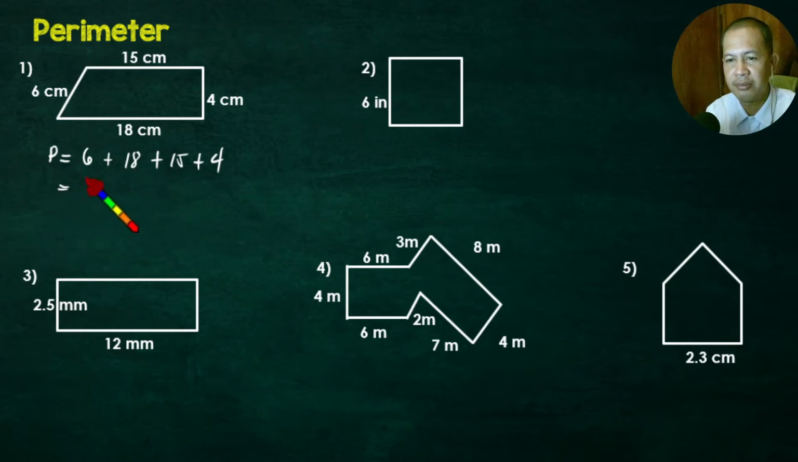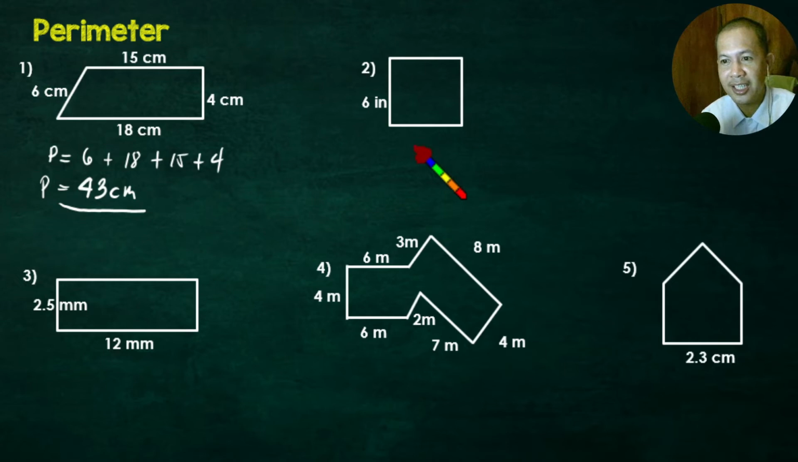So we have 6 plus 4, 10. 10 plus 18, that is 28. 28 plus 15, that is 43. So ang ating perimeter dito ay 43 centimeter. So ganun lang.